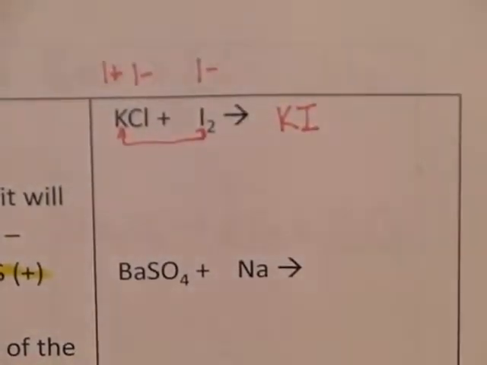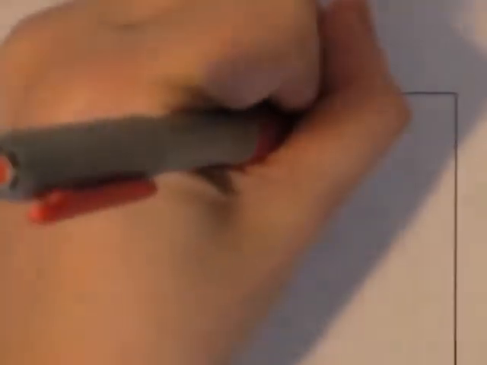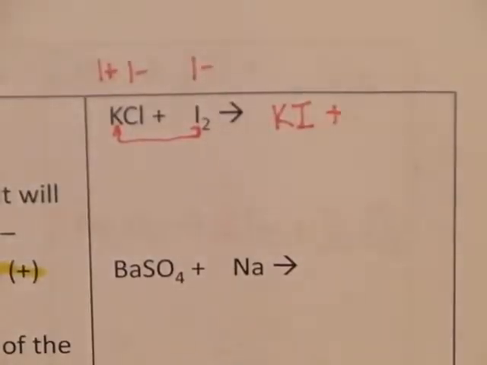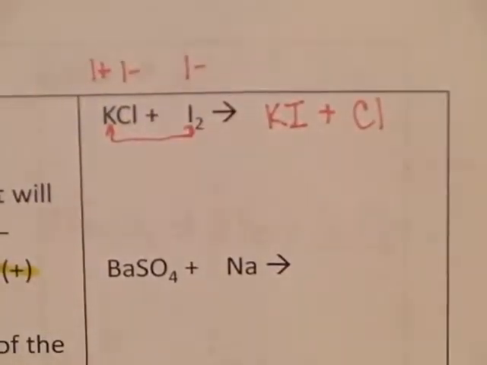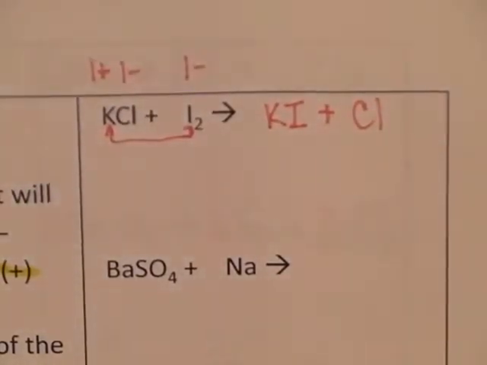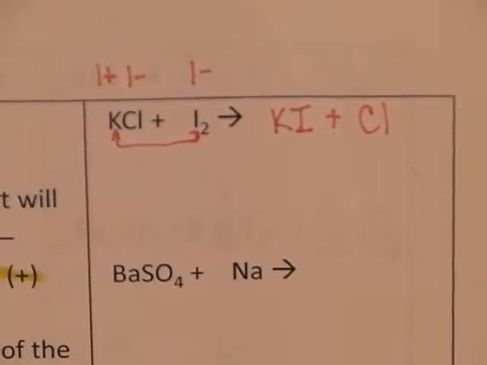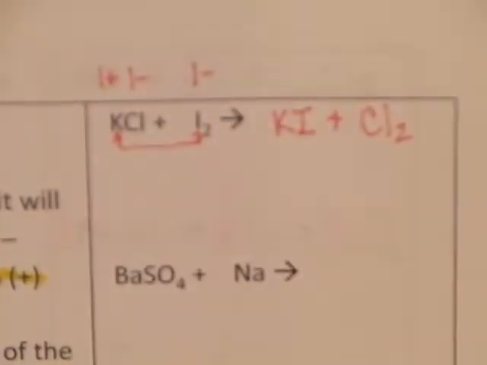Thank you. All right, so K and I go together. Next step, write the leftover single element without its charge, so just chlorine. Remember, Brinclhof: is chlorine in Brinclhof? Yes, so we're going to put a 2 and balance. That's it.